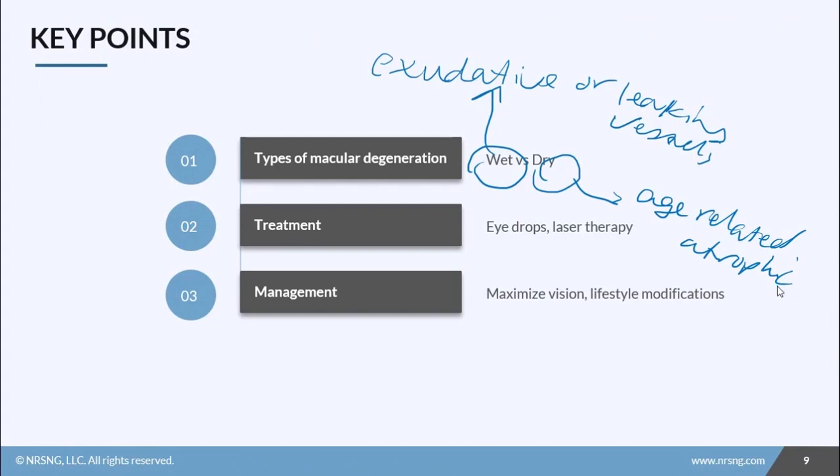So although there is no cure, there are eye drops and laser therapy that can be implemented with wet macular degeneration. Finally, management is centered around maximizing vision and helping the patient identify and implement lifestyle modifications as their vision suffers from this disease.